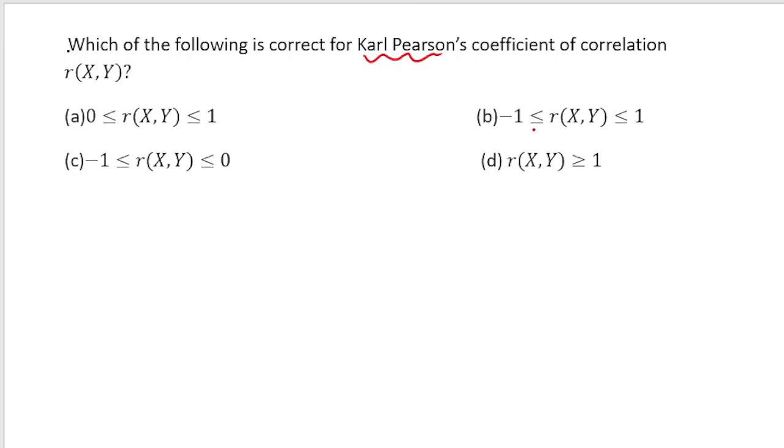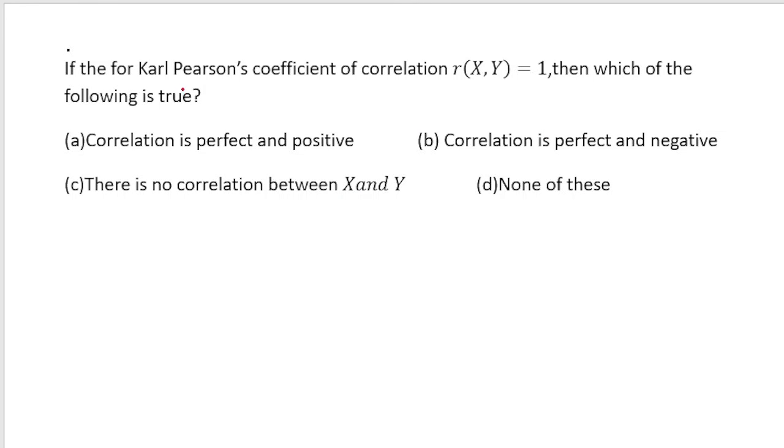Very obvious, Karl Pearson coefficient of correlation lies between -1 to 1, so option B is correct. Next question, if the Karl Pearson coefficient of correlation is equal to 1, then which of the following is true? Correlation is perfect and positive, so this is true, right?